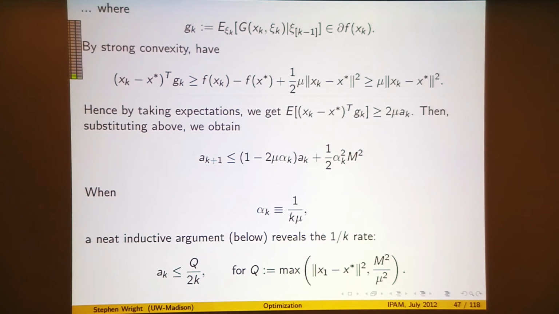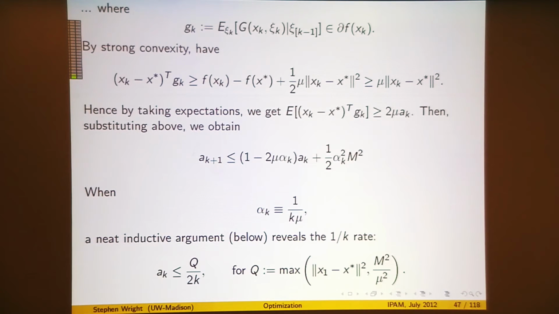Here's one way. You can pick alpha k to be 1 over k times mu, where k is the iteration count. So this is a sequence of decreasing step lengths, okay? Alpha k is shrinking as k goes to infinity. We can prove that this gives you a convergence rate of 1 over k. That is, A_k goes to 0 at a sublinear 1 over k rate.